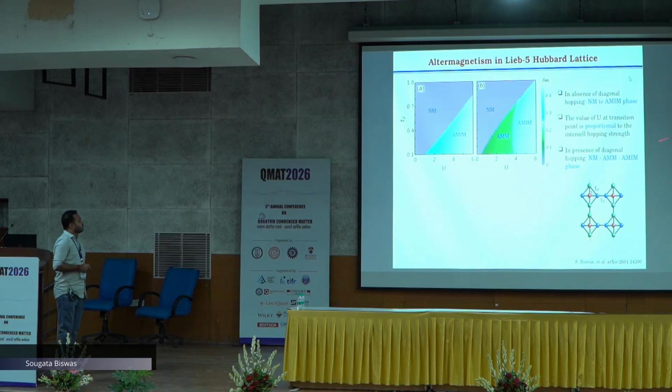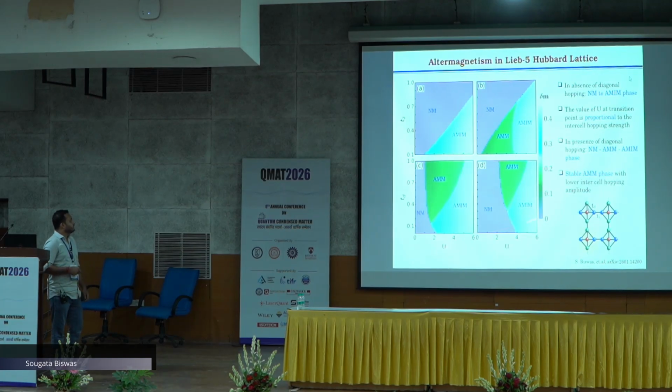diagonal hopping, it is observed that a new phase appears in between the normal metallic and altermagnetic insulating phases, the altermagnetic isolated band metallic phase, and at the same time the threshold u value is reduced. So now the phase transition is from the normal metallic phase to the altermagnetic insulating phase via an altermagnetic metallic phase. Now one question can appear: how can we get this altermagnetic metallic phase over a broader region of u? So here is the answer.